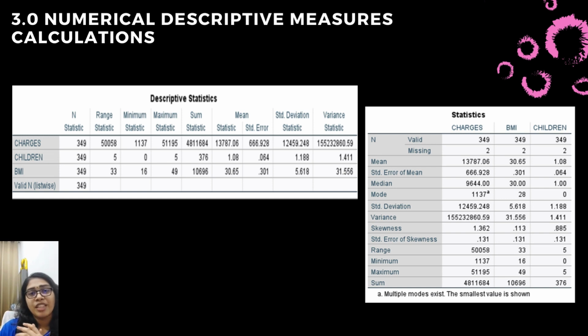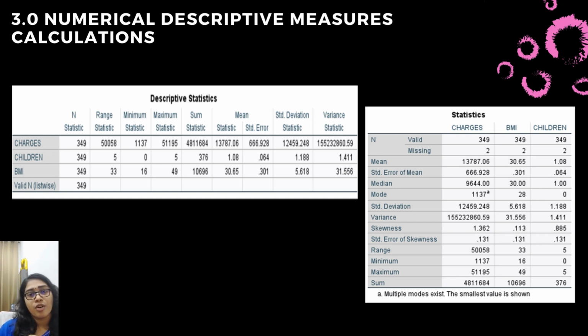Standard error of the mean for charges is 666.928, BMI is 0.301, and children 0.064. Median for charges is 9,644.00, for BMI is 30.00, for children is 1.00. Mode for charges is 1,137, mode for BMI is 28, and mode for children is 0.